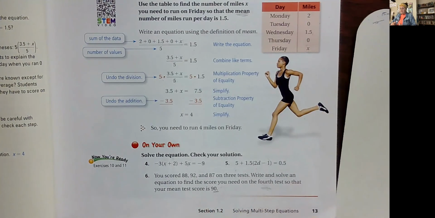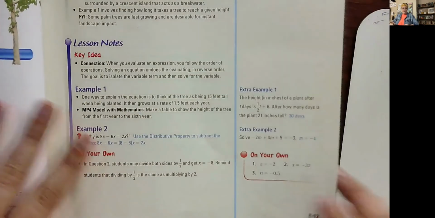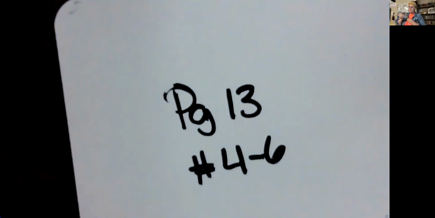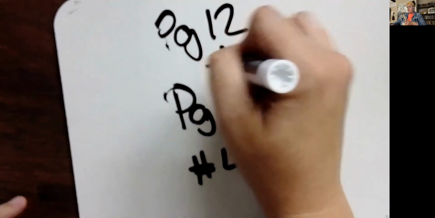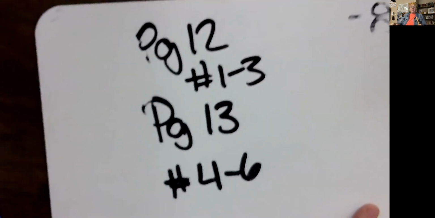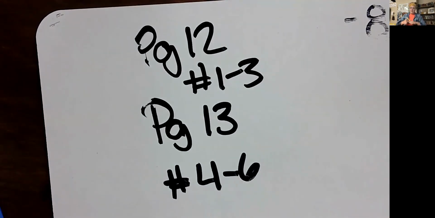So that's the end of your assignment for today. And once you finish that, take a picture of your work and submit it to me. In your work, you need to have page 12. Sorry, this is the teacher book, so there's extra pages. Page 12. Oh, that's blurry, so sorry. Page 12, 1 through 3, and page 13, 4 through 6. I'm going to write that down. Page 12, number 1 through 3, and page 13, numbers 4 through 6.